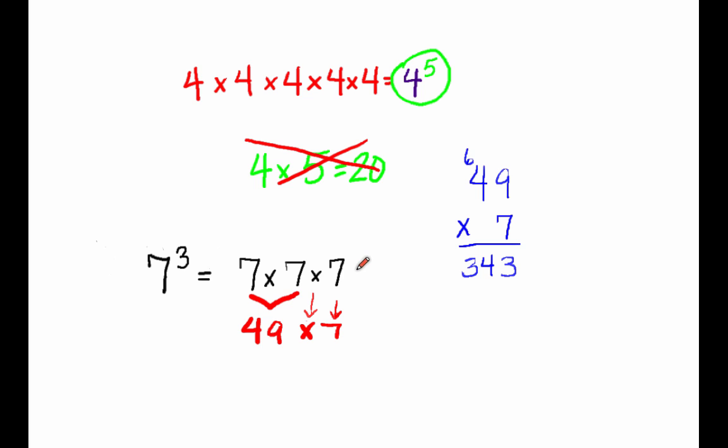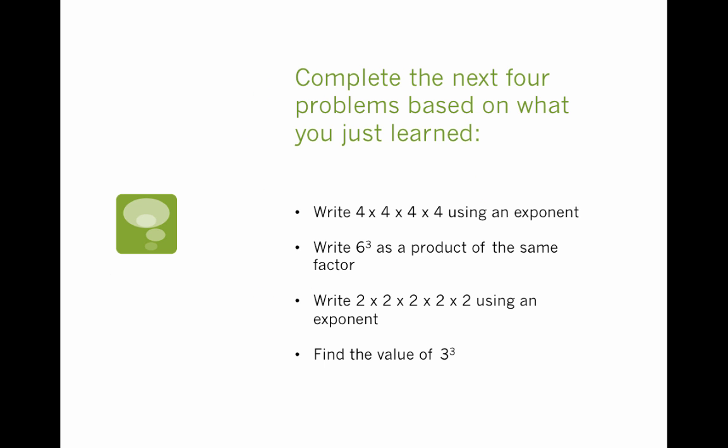So if we were to find the value of 7 to the third power, or 7 cubed, it would be 7 times 7 times 7 equals 343.